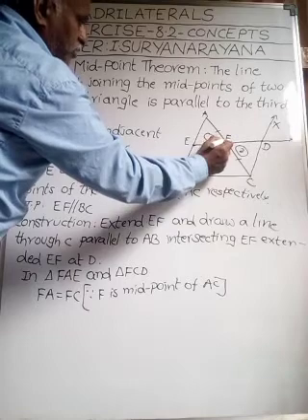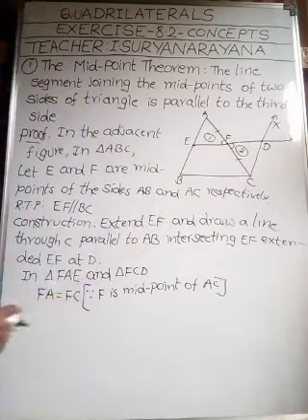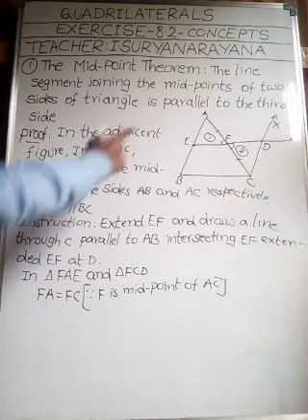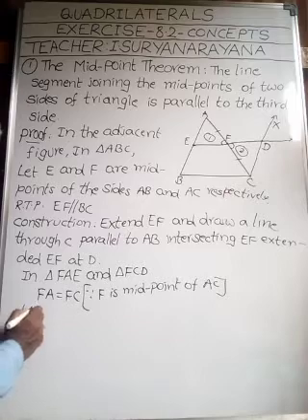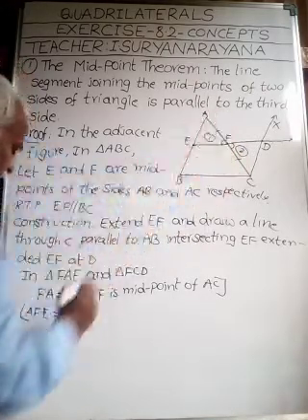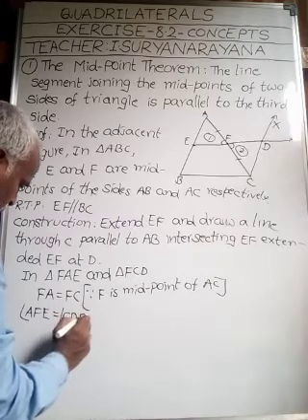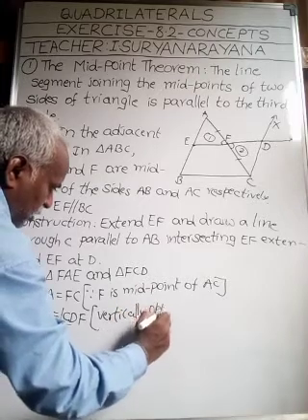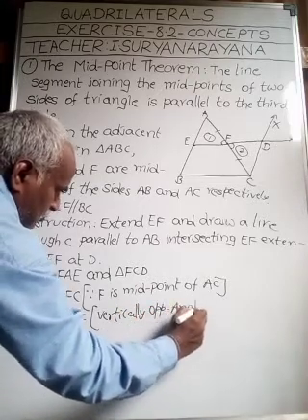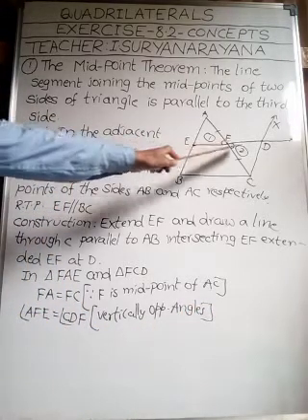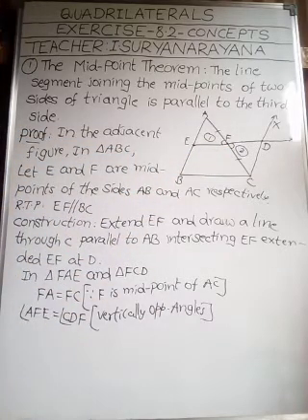Here this angle and this angle are equal, being vertically opposite angles. Angle AFE is equal to angle DFC, vertically opposite angles. Okay, my children, understood this step? These two angles are vertically opposite angles.